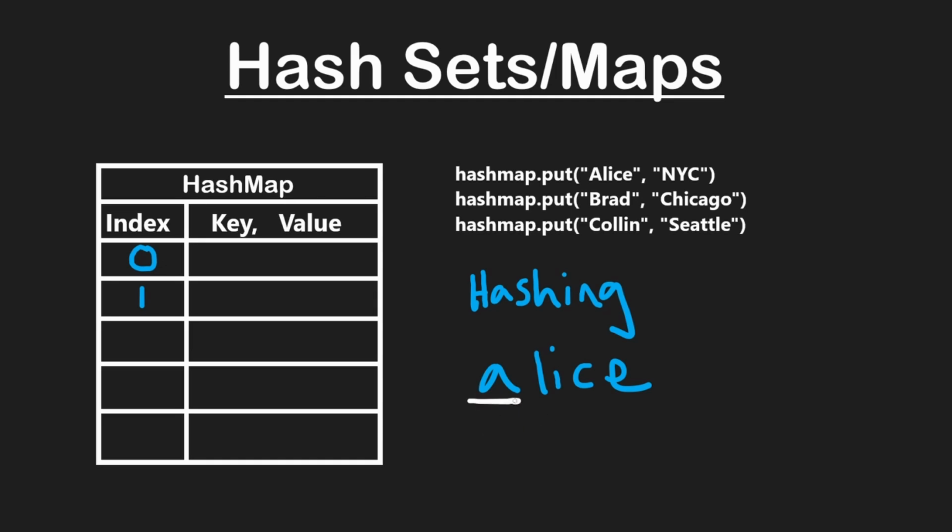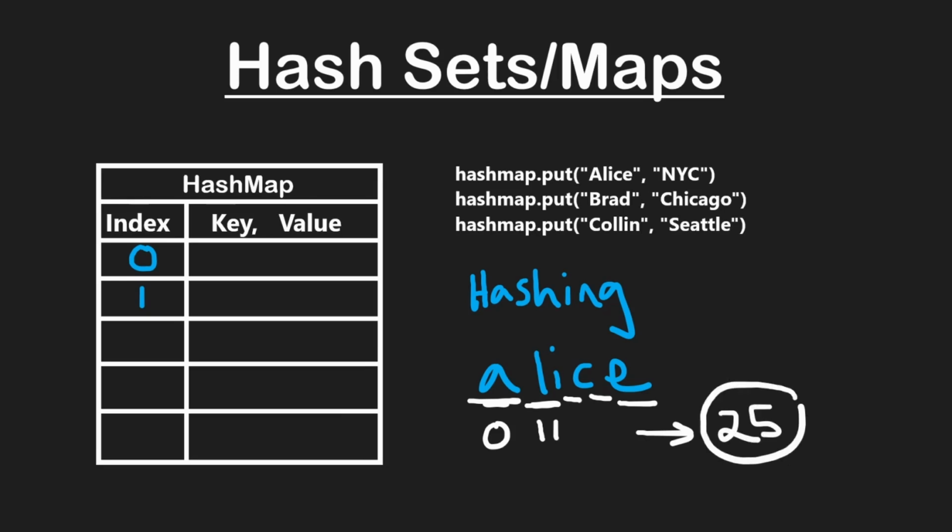Well, the simplest thing would be to map each character to some integer. For example, the first character A could be mapped to 0. I think L is the 12th character, so that could be mapped to the integer 11, and we could do that for every single character, and then we would add them up, and we would get some big integer. Let's just assume that the integer we get is a 25. I'm just making that up, but the idea is that we converted each character to an integer, then added them all up, and we got another integer, 25.